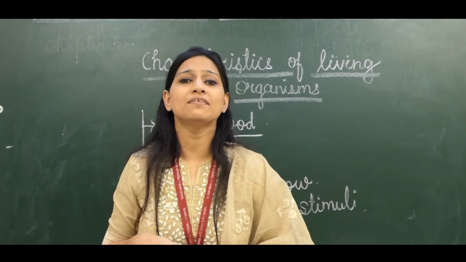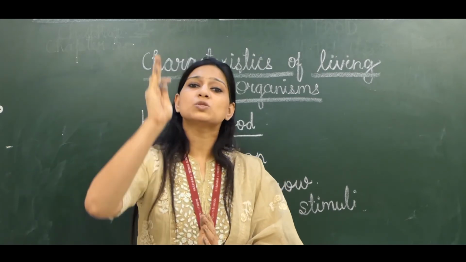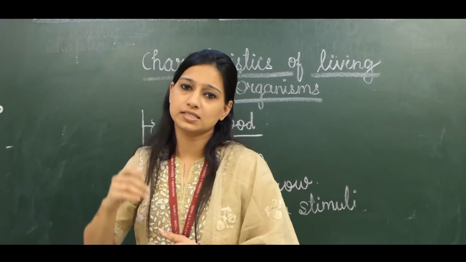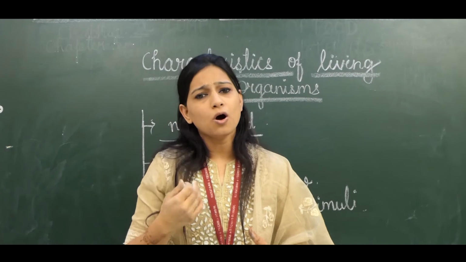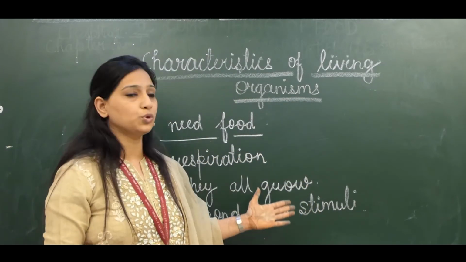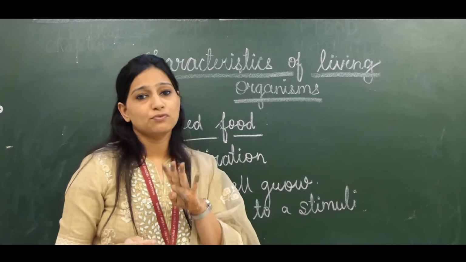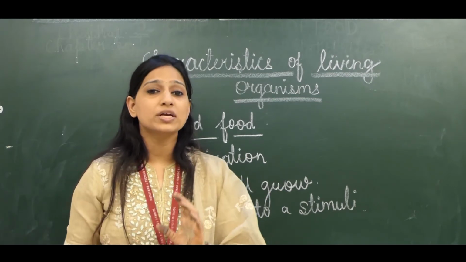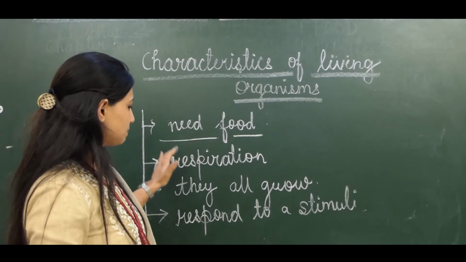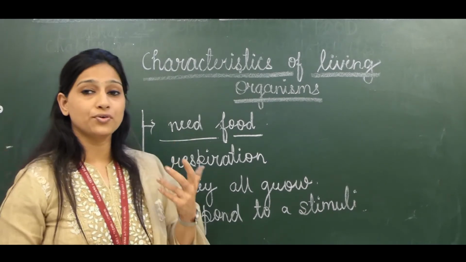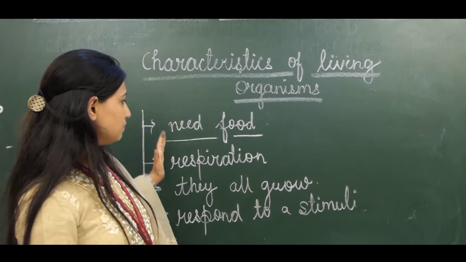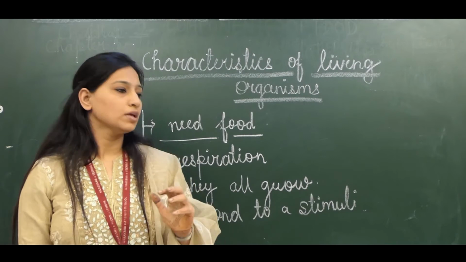They go towards the gravity. The stem always goes towards the direction of the sun. The sunlight is the stimulus. Okay, so all the living organisms, plants, animals and humans, respond to the stimulus. So there are 4 major characteristics which living organisms have. They need food, they do respiration, they all grow, and they respond to the stimulus. So we have seen 4 features till now, right?